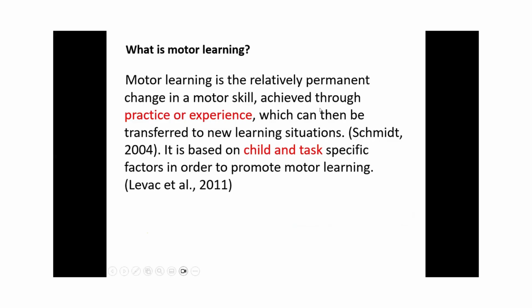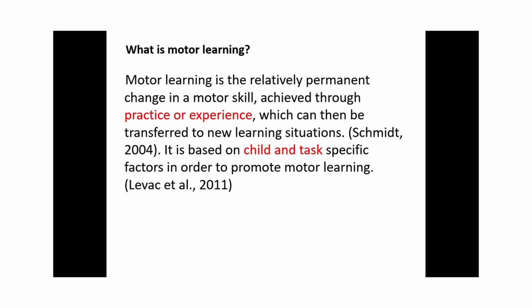So we need to come to a conclusion that motor learning, and what is motor learning? Motor learning is the relatively permanent change in a motor skill achieved through practice or experience, which I have been telling you throughout, which can then be transferred to new learning situations. It is based on child and task-specific factors in order to promote motor learning, which means the child needs to do some active movements, and those active movements should be context-based.